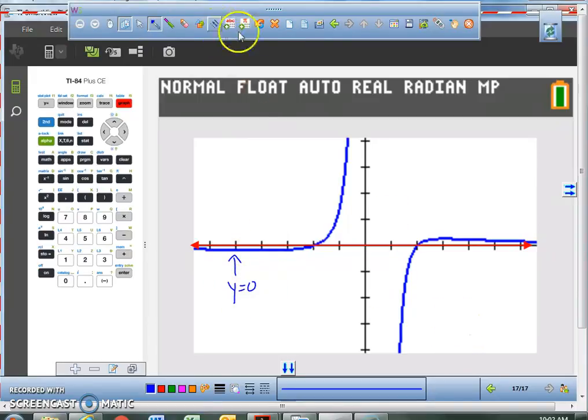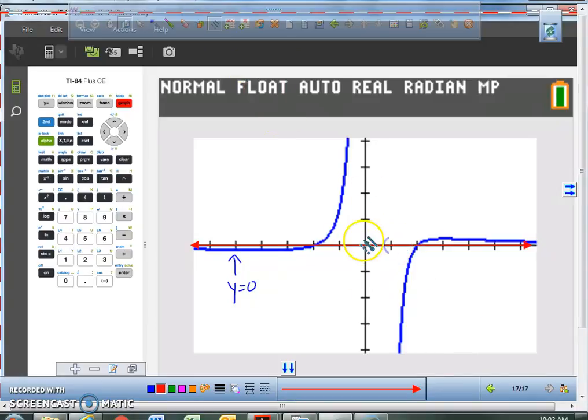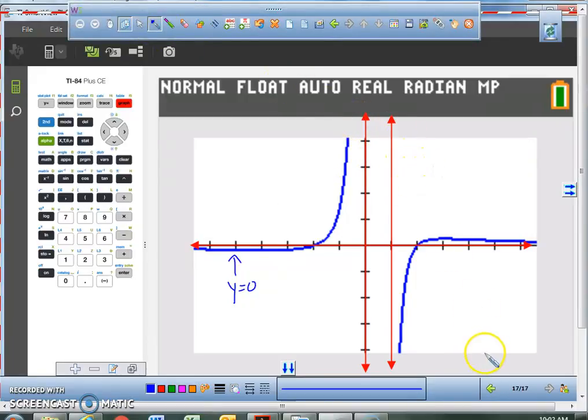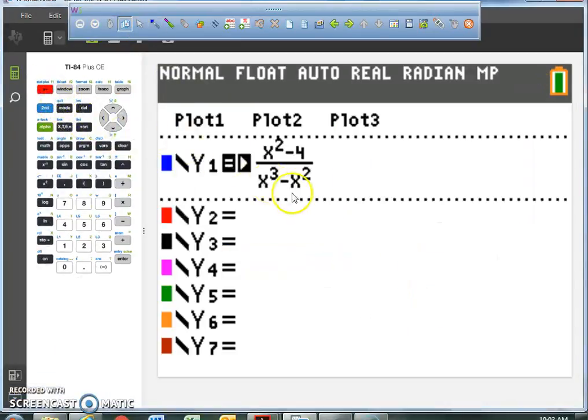What was one of our vertical asymptotes? One was at 0, right? And one was at 1. Alright? So you see how this one gets really close to this? This one gets really close to that one. So those are our two vertical asymptotes. Alright? So understand, it's a little bit harder to see it when you're looking at the graph. It's a lot easier to see when you're looking at the equation.